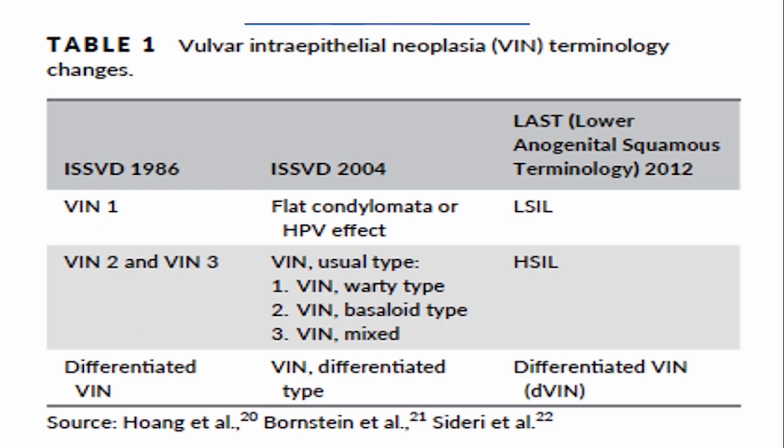The table here shows the vulvar intraepithelial neoplasia terminology changes in 1986 and in 2001. VIN1 has become low-grade squamous intraepithelial lesion. VIN2 and VIN3 have become high-grade squamous intraepithelial lesion. And the differentiated VIN has become the differentiated vulvar intraepithelial lesion. The sources can be seen below.